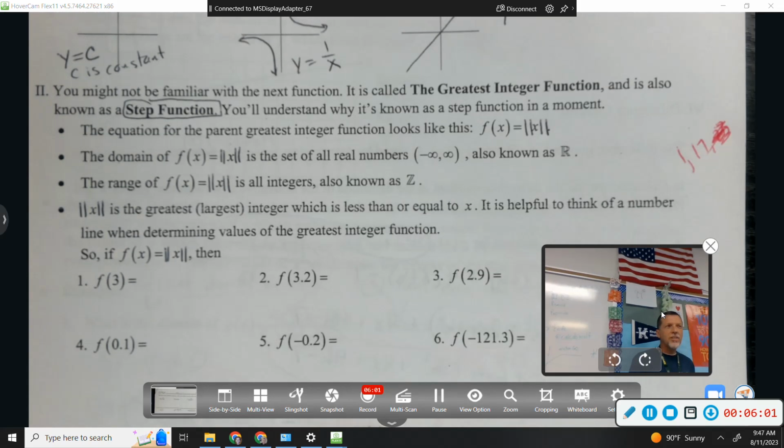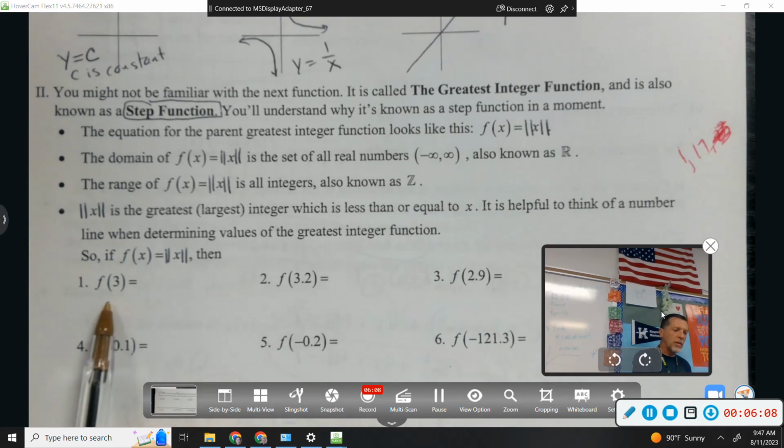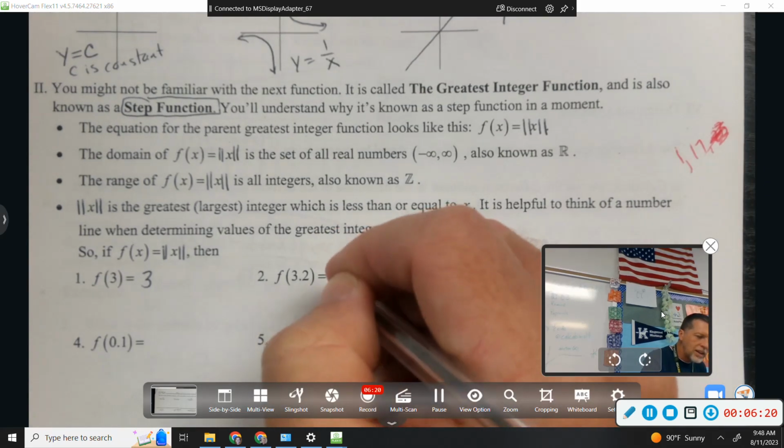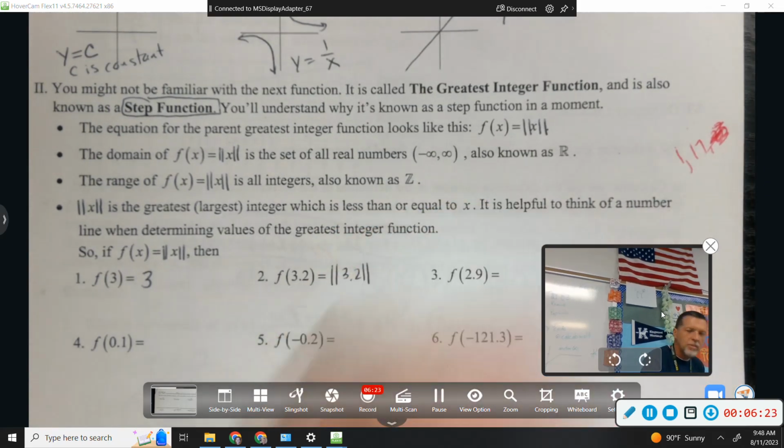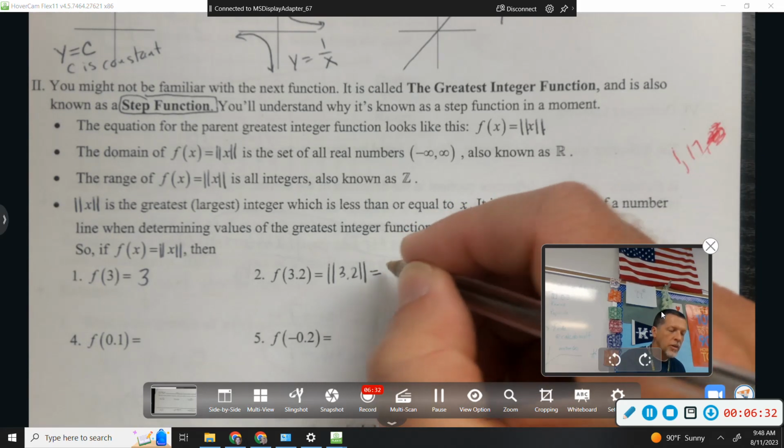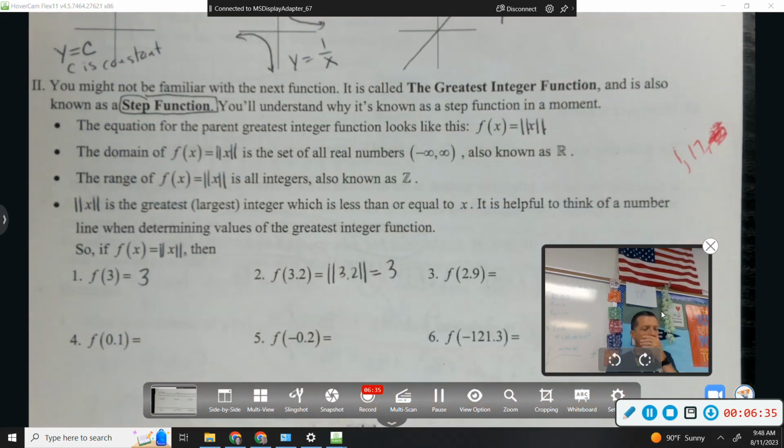So I want the greatest integer, but it has to be less than or equal to the input. So if I plug in 3, I need the biggest number that's less than or equal to 3. 3. If I plug in 3.2, maybe I should show what it looks like. I need the greatest integer of 3.2. So I need the biggest number that's less than or equal to 3.2. The biggest integer, I should say. So also 3.